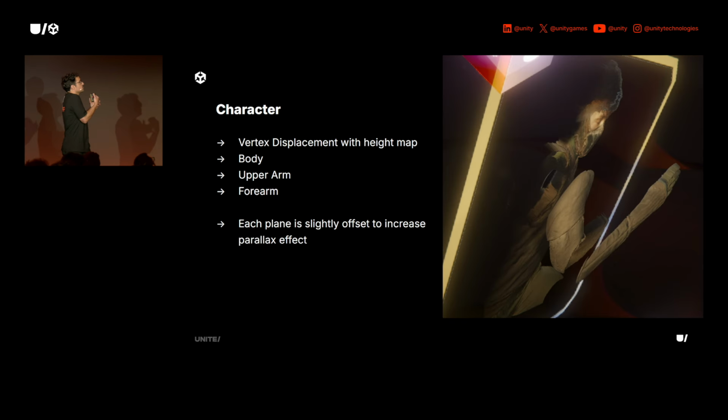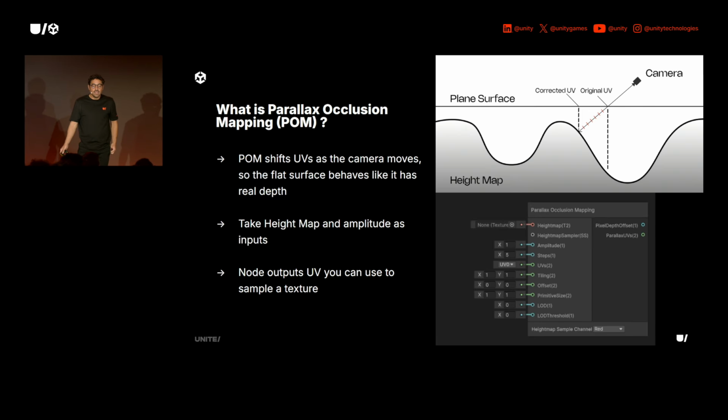And in addition, since we split the object into different planes, what we did is slightly offset each plane in front of the previous one to increase the parallax effect. Talking about the parallax, let's have a look at parallax occlusion mapping, because that's mostly what is used in the environment. For those who don't know, the parallax effect is basically shifting the texture coordinate based on the view camera to create the illusion of depth on flat geometry.